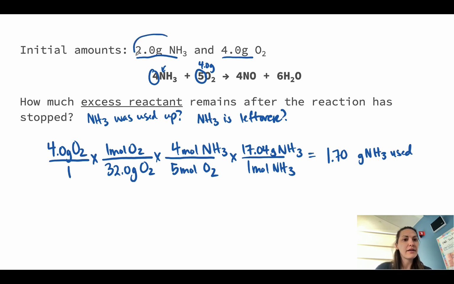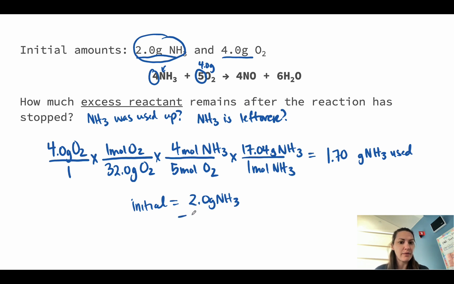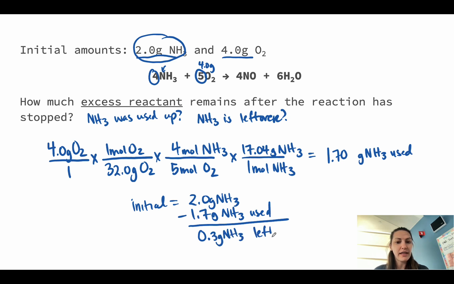Okay. We started with 2 grams of NH3. So initially we had 2.0 grams of NH3. And to figure out how much is left over, we just subtract out what was used. 1.7 grams of NH3 was used. Okay, that will give us 0.3 grams of NH3 must be left over or in excess. So how much excess reactant was there? There's 0.3 grams of NH3. Excellent. Thanks, everybody.